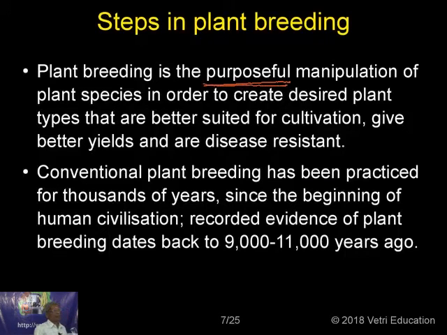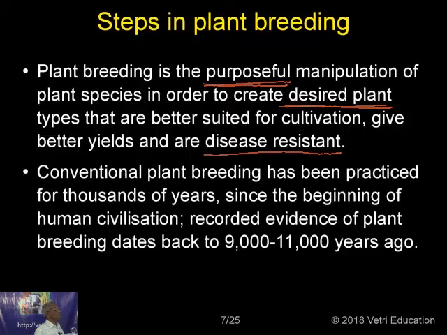You have an aim in your mind. You want to do a certain thing. You want to manipulate a particular plant in a desired way. So it is a purposeful manipulation of a plant species in order to create the desired plant. What plant do you want to make? As I was telling you, you want to mix both the sweet and the large fruit. The fruit is large, and at the same time you want that large fruit to be sweeter in nature. So this is the desired plant. You want to produce this desired plant with certain manipulations that are better suited for cultivation, give better yield and disease resistance. That's more important. When a new crop is produced and it is susceptible to a disease, then it's a waste.